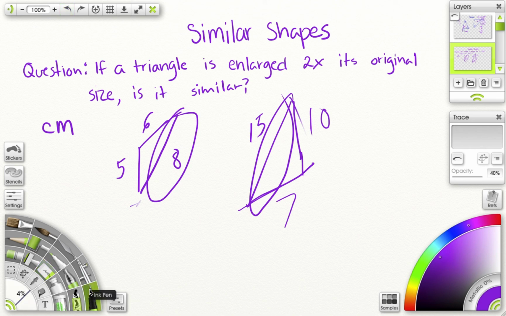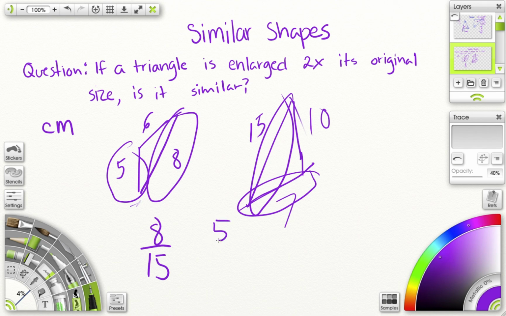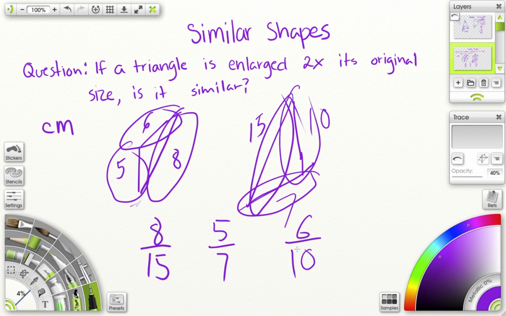So let's try my fraction method. Longest side here is 8. I'm going to put it over 15. My shortest side here is 5, and my shortest side here is 7, so I'm going to put 5 over 7. And my last one here is 6, and this one here is 10, so I'm going to put 6 over 10. Now I need to reduce these fractions as small as I can.